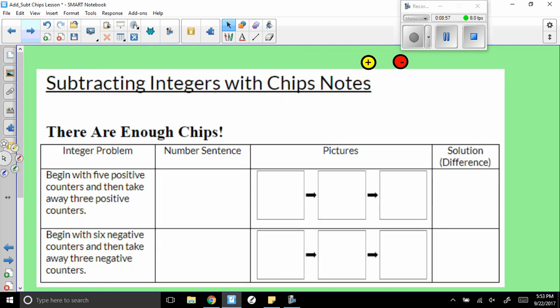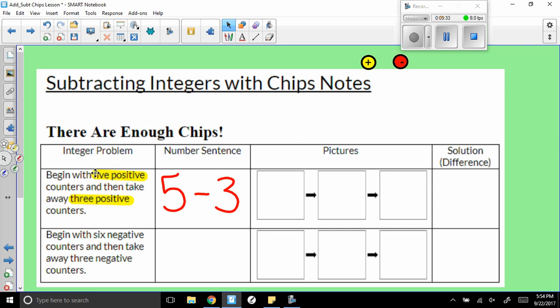All right, next we're going to really change things, and now we're going to talk about subtracting. So in subtracting, we have 2 different scenarios, and you're going to see that show up in our notes. Let's try out our first example here. I'm going to start out with 5 positive counters, and then I'm going to take away 3 positive counters. Now, when I make this number sentence, you're going to see that this is something that I know how to solve. I know that 5 minus 3, I know what that answer is, but now I have to show it in my pictures.